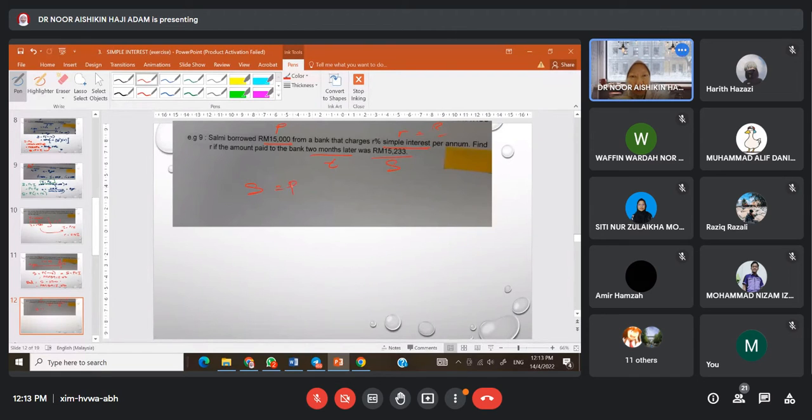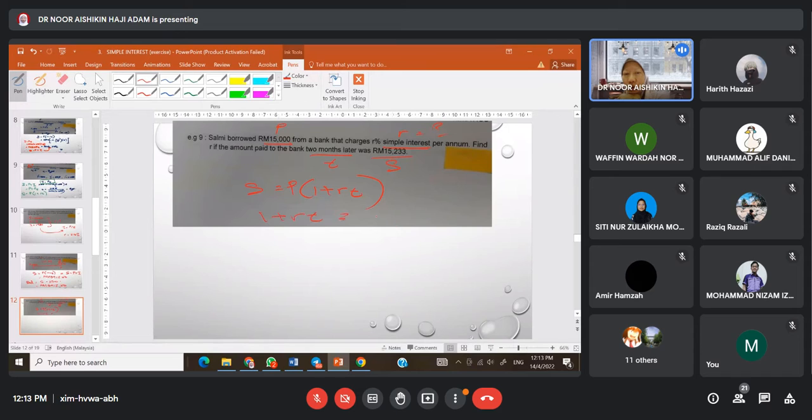Kenapa you tak guna formula S equals to P times 1 plus RT? Saya takut saya salah. Takut salah kira. Tapi boleh tak? Boleh, tak ada masalah. Yes, you can use this formula because we have S, we have P, we have T, so we can easily get R.